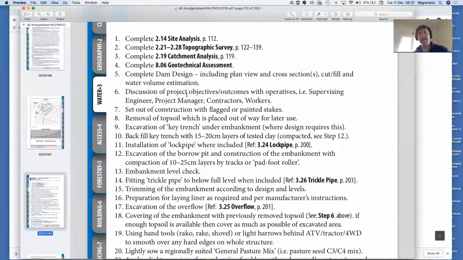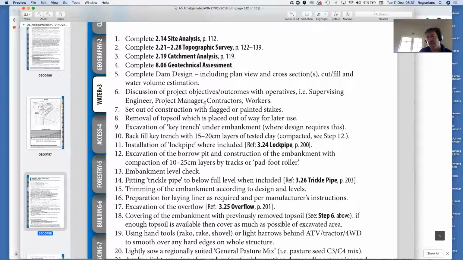Discuss the objectives with all of the operatives. If there's a supervising engineer, but at the very least, if you're going to be the project manager, make sure you're clear on what you're going to do. Talk it out with the contractors and any workers that you have on the site. Set the construction out, which is a relatively easy thing to do.